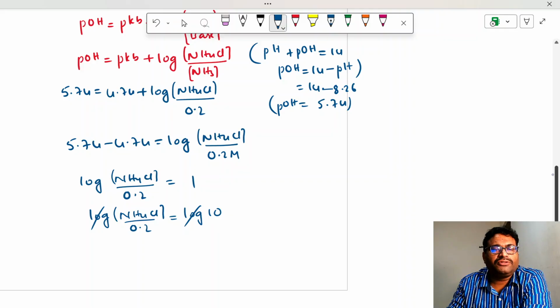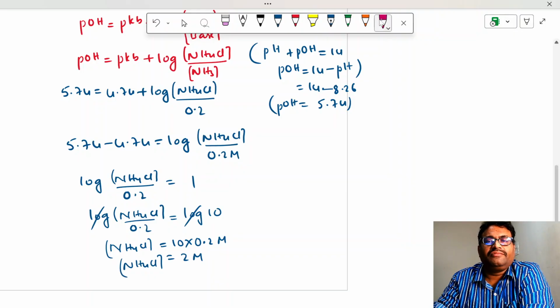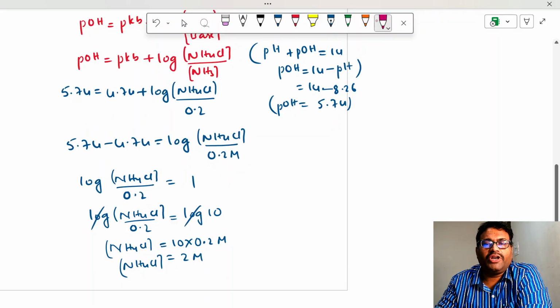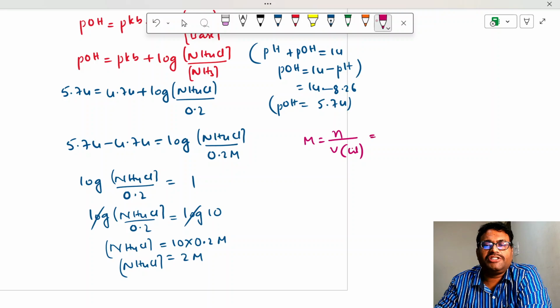The logs cancel. Then what do you get? NH4Cl concentration is equal to 10 into 0.2 molar, that is equal to 2 molar NH4Cl. And we know that molarity is equal to number of moles by volume expressed in liters, that is equal to weight by molecular weight by volume expressed in liters. Now we have calculated the molarity for NH4Cl. Molarity is 2 molar.